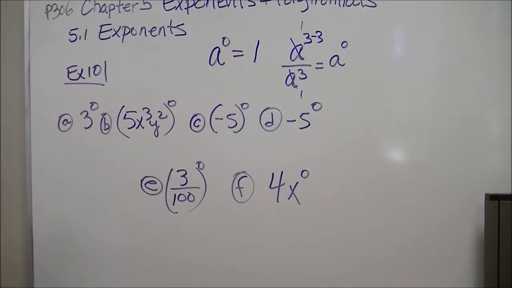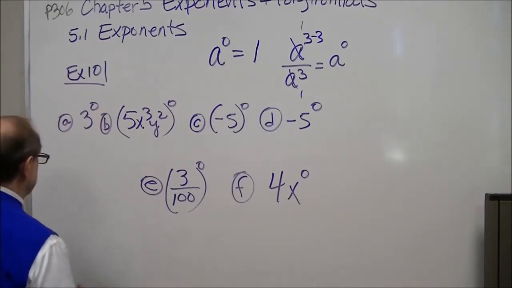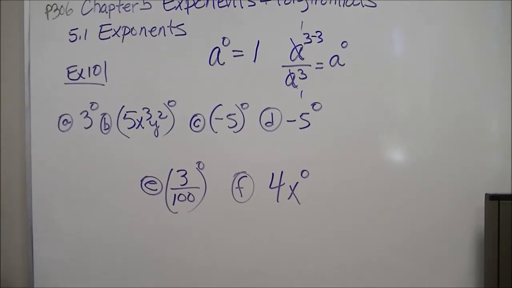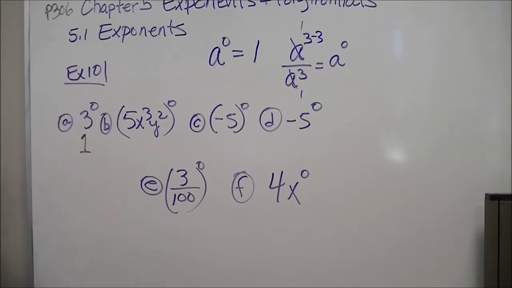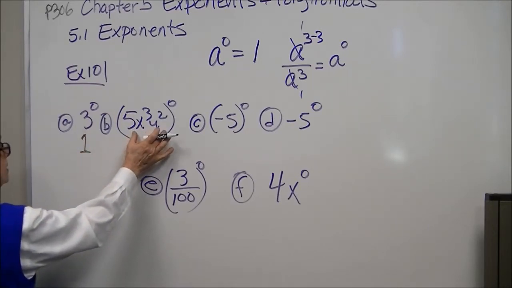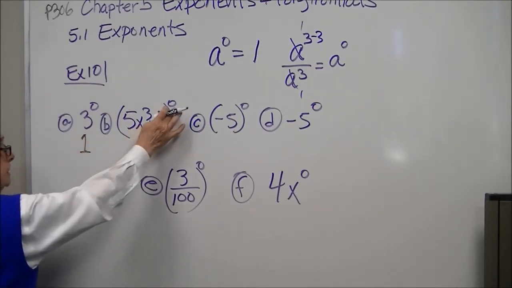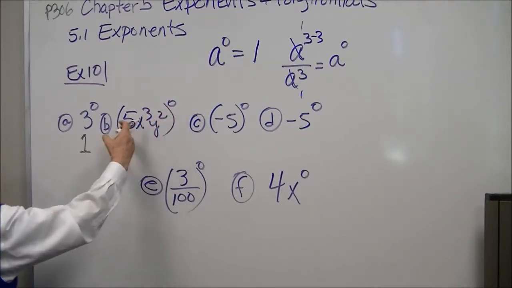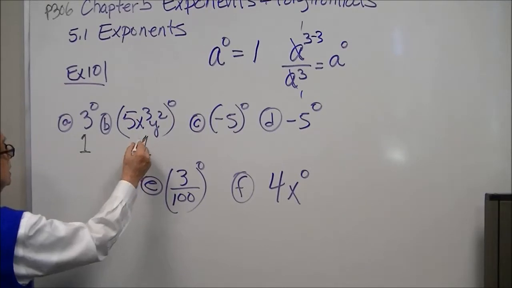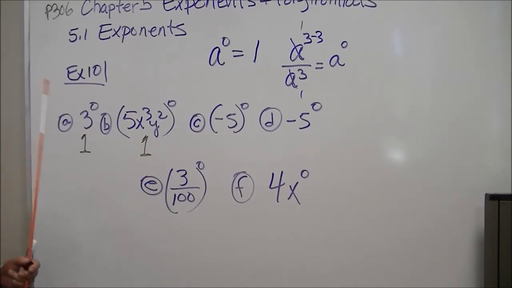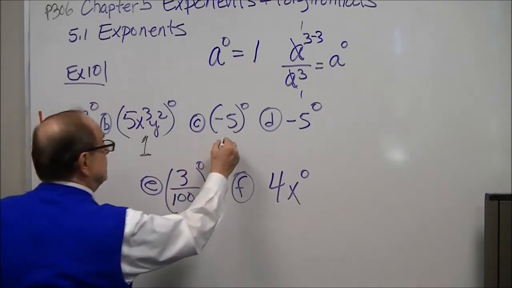So as we look at number 1 here, 3 to the 0 power, that's going to be 1. Now, all of this is in a parenthesis to the 0 power. So, regardless of what's in the parenthesis, this is just going to be a 1. Even if it's negative, if it's in a parenthesis, it's 1.